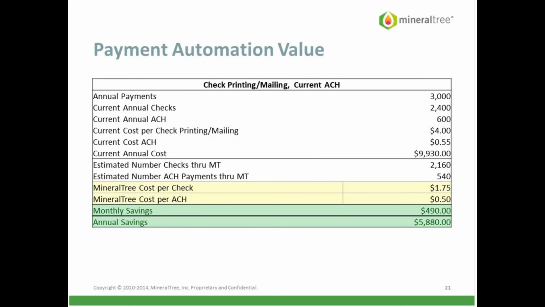Then on the payment automation side, just in terms of check printing and things alone, you're looking at, again, significant savings going from $4 a check down to $1.75 or so is what it works out to, 50 cents for an ACH. Although ACH, if you're already doing it, you may not see quite as much savings there, obviously, because it's probably not costing that much. But even still, in this scenario of doing 3,000 payments, 80% of which were checks, you're still saving close to $6,000.